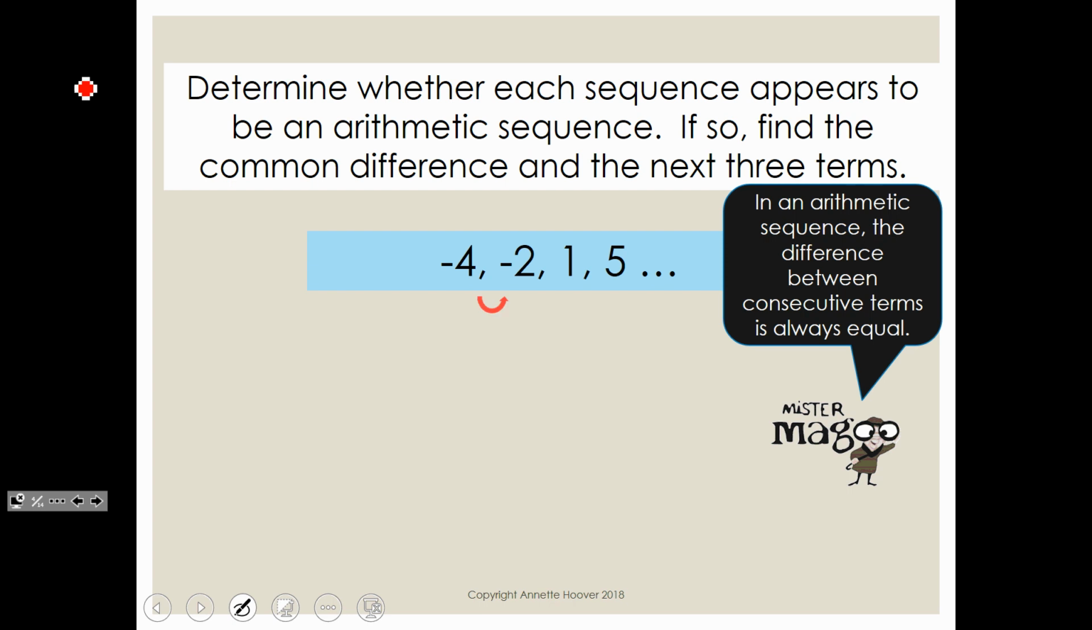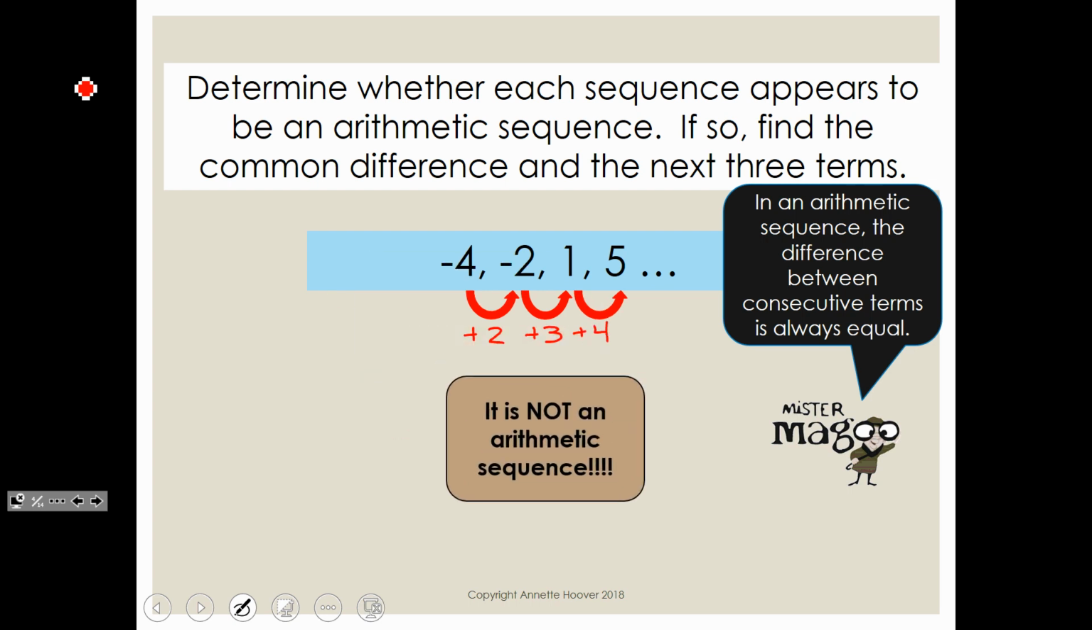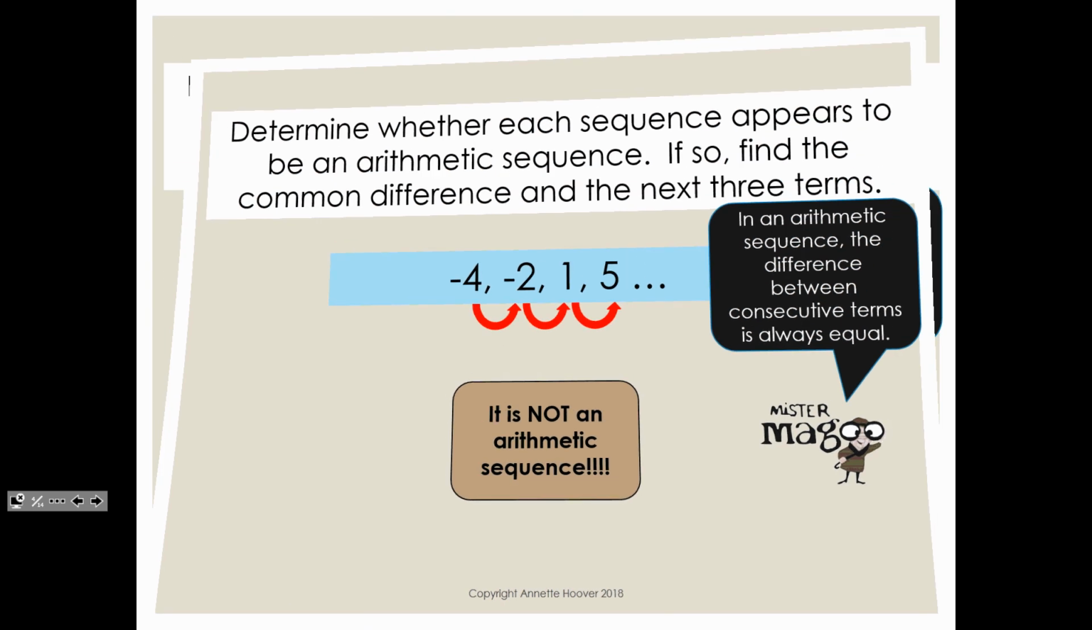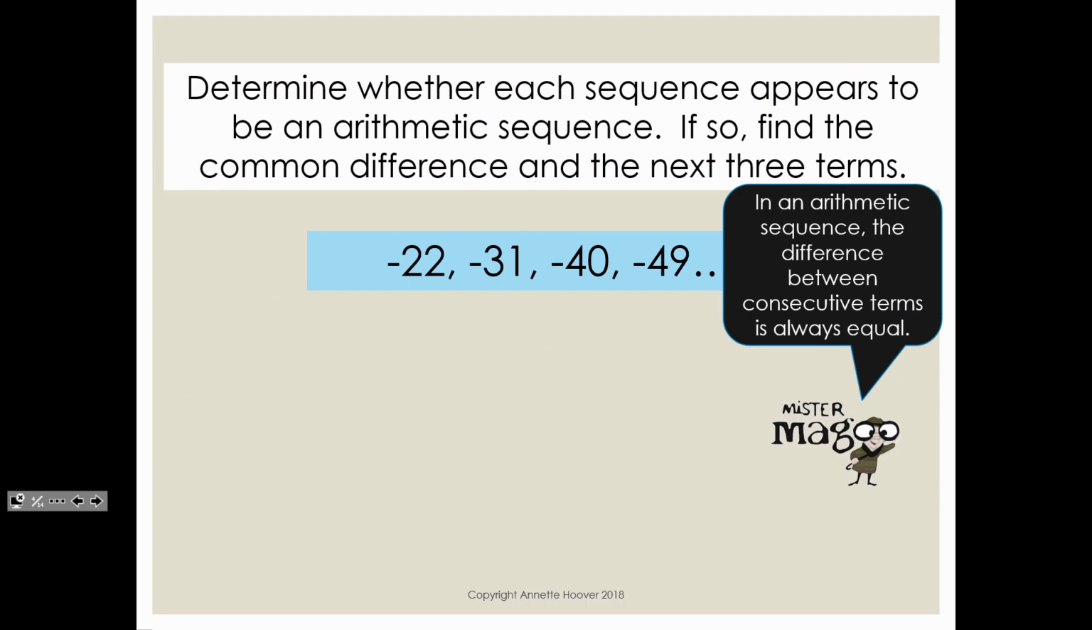On this one, to get from a negative 4 to a negative 2, we add 2, then we add 3, then we add 4. Again, this is a pattern, but it is not an arithmetic sequence. So right now we're just seeing if they are arithmetic sequences and if we can use the equation that we're using today.